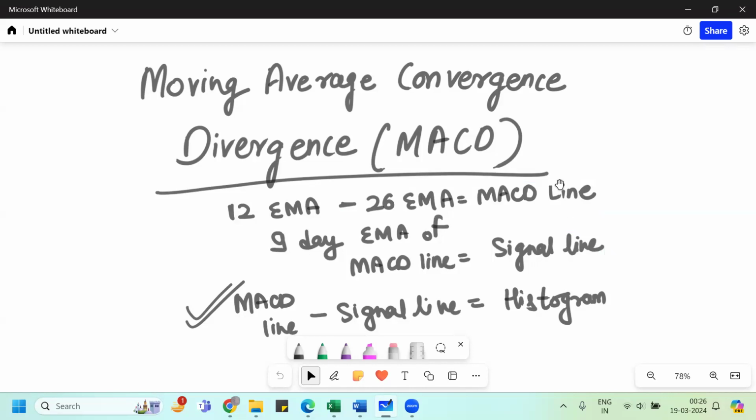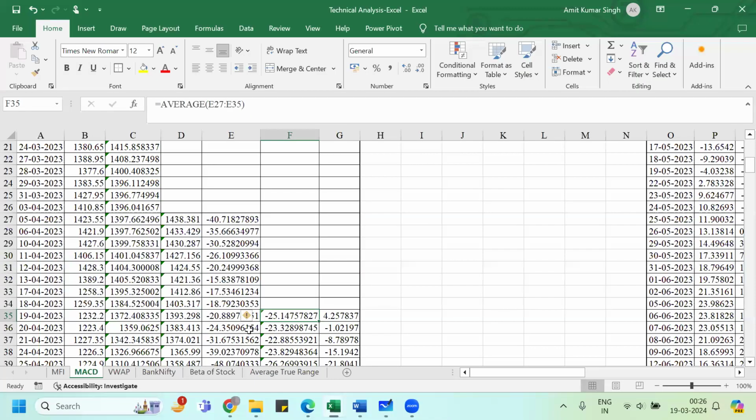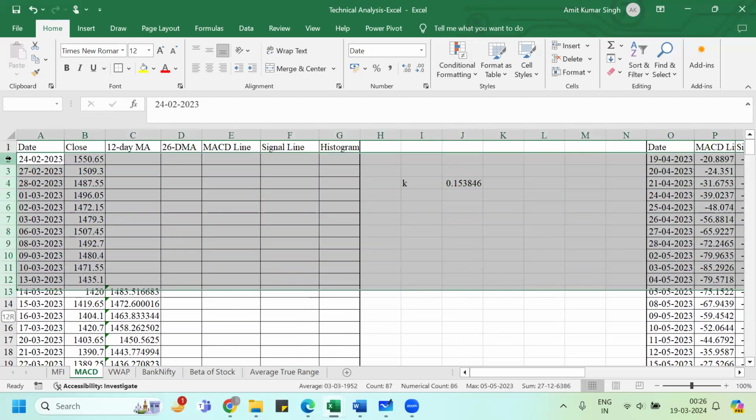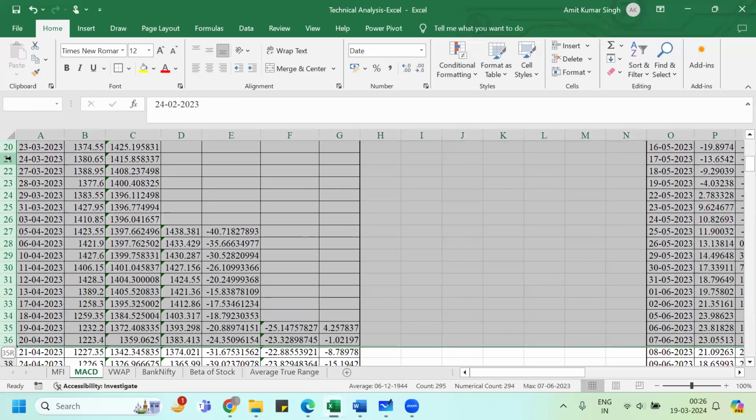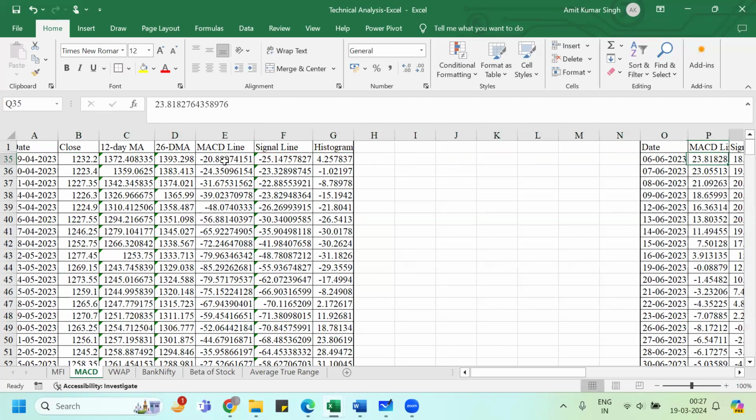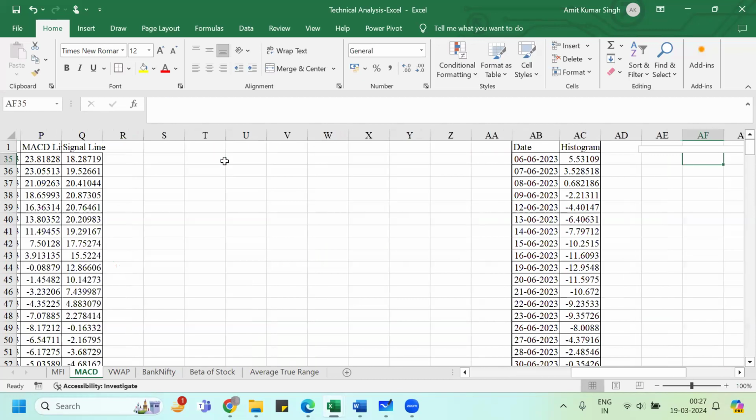Once you found the MACD line and signal line, the difference of the MACD line and signal line is called a histogram. Let me just hide this data. Control 9. So you got the MACD line, you got the signal line, and the difference of the same is your histogram. Clear everyone? The same histogram I have plotted here.